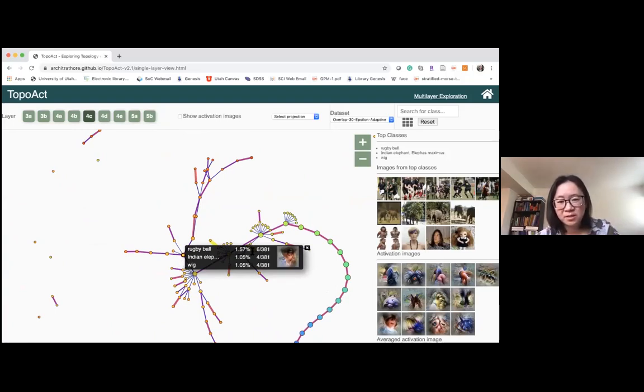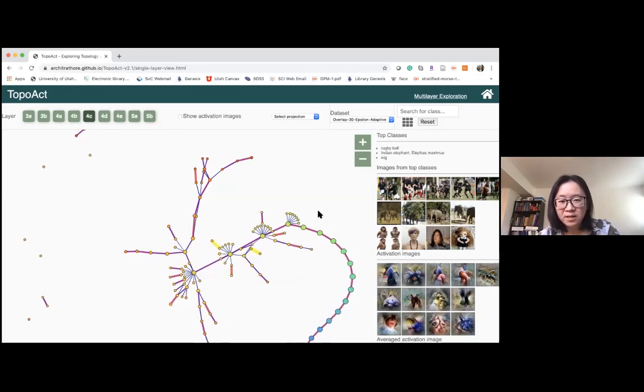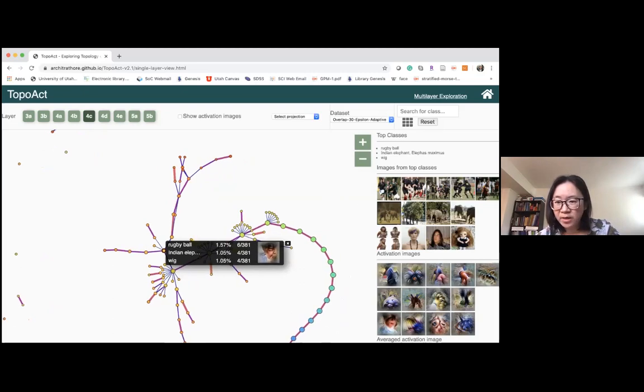Then it says 6 out of 380 images in here are tagged as things like rugby ball, and another one is Indian elephant, another is wig. So this is sort of less informative, but more informative is that if I click here on the right-hand side, it shows what the images in this cluster are. So it's a sample of images in that cluster and then the corresponding activation vectors of them.